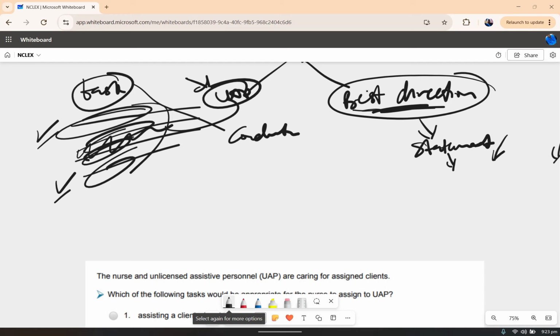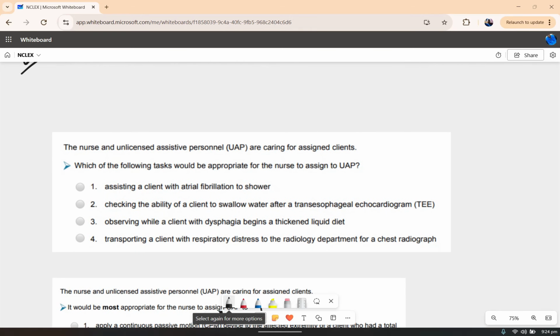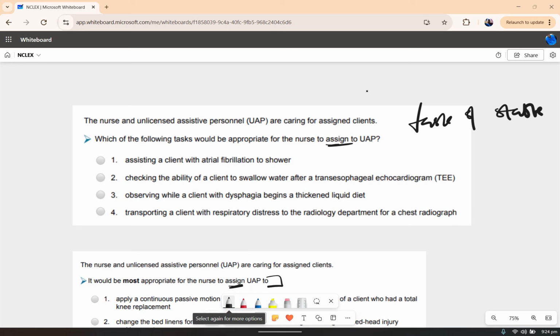So next, I'm now going to skip tasks and then move to the patient condition to find out if they are stable, because we deal with stable patients for the UAP. Right. So just watch me do that right now. So now I can identify that this question is testing me on assignment. So I apply my principle: task and stable. So I'm going to deal with the task first. So I'm going to look for the task.